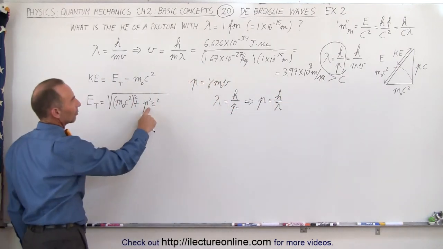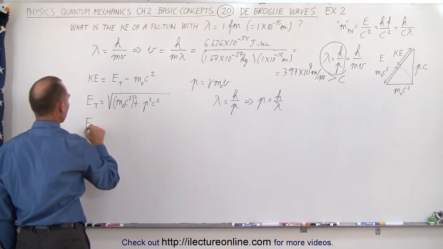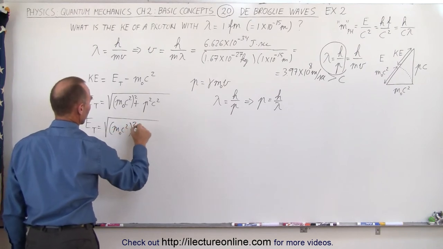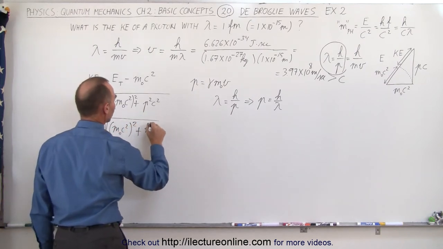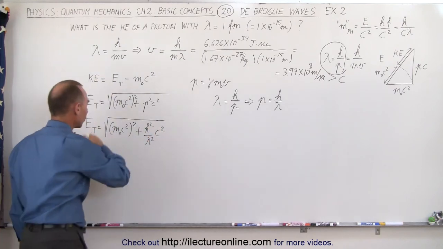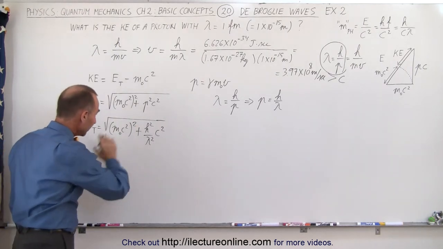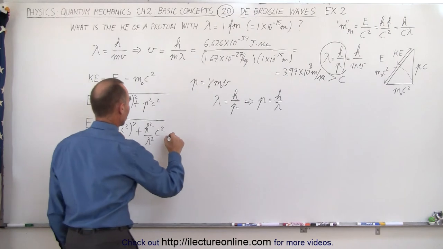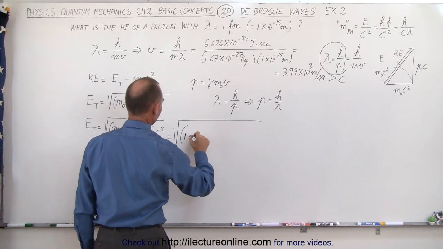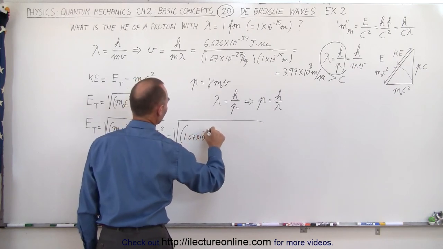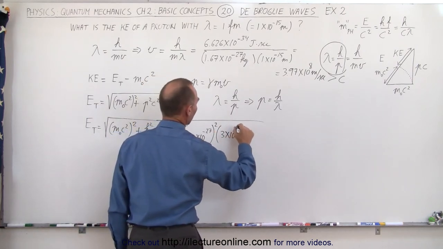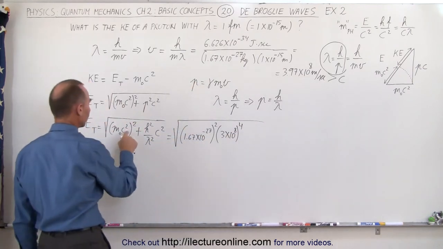If we plug that in instead of p, we can now say that the total energy is equal to the square root of the rest mass energy squared plus p squared, which is h squared over lambda squared, times c squared. Now we have the total energy in terms of variables that we understand and know. So this is equal to the square root of the rest mass energy, which is 1.67 × 10⁻²⁷, we have to square that, times the speed of light, 3 × 10⁸, quantity to the fourth power, because it's c squared squared.